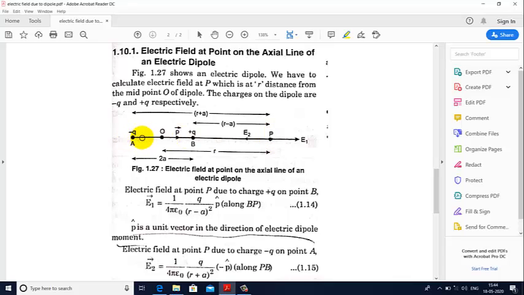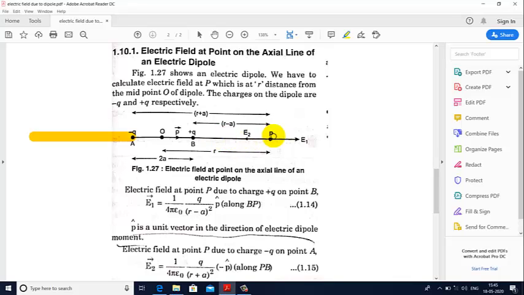This is the line that joins both the charges of the dipole. If I extend this line to the right, it can be drawn like this. And if I extend this line to the left, it can be drawn like this. Any point on this line will be a point on the axial line. This whole line from here to here is termed as the axial line. If we need to calculate the electric field at any point on this line, this is the process that I will be discussing.